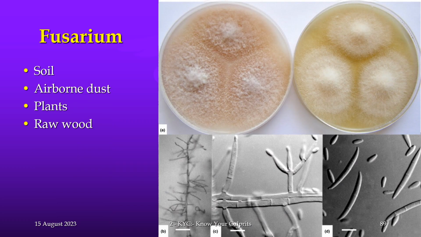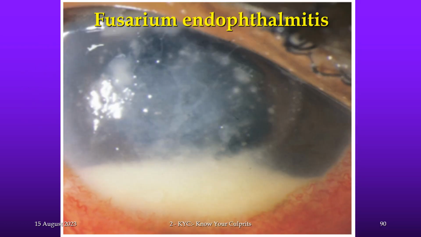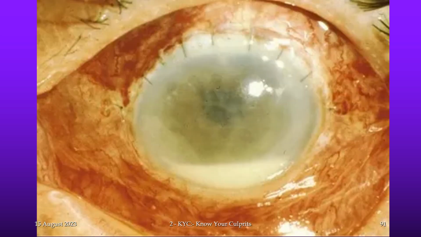Another fungus of our concern is Fusarium, having spores in soil, airborne dust, plants as well as raw wood. Fusarium endophthalmitis begins late but progresses very fast, and it is as devastating as Staphylococcus aureus. Hypopyon with fungal hyphae can be very easily seen in Fusarium growth.